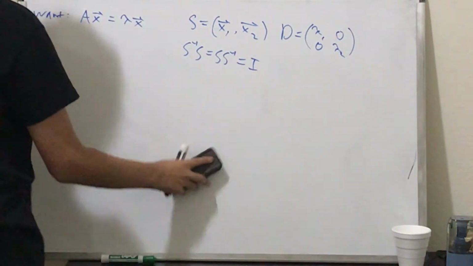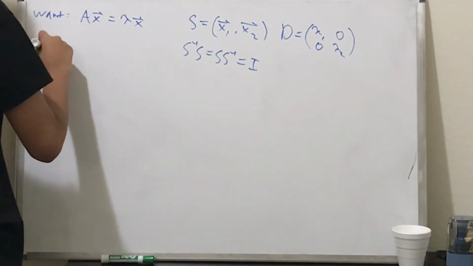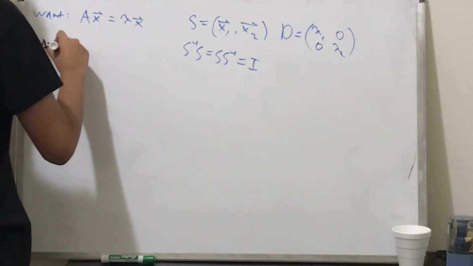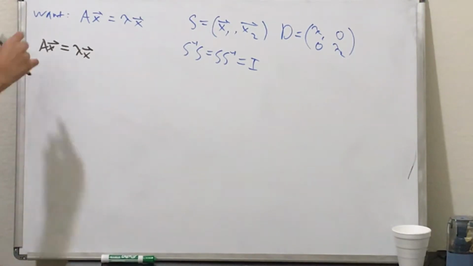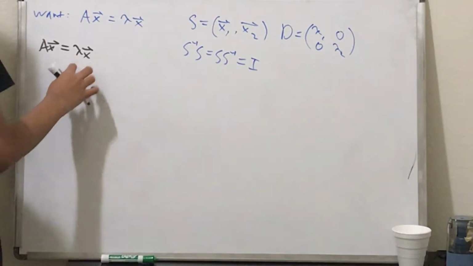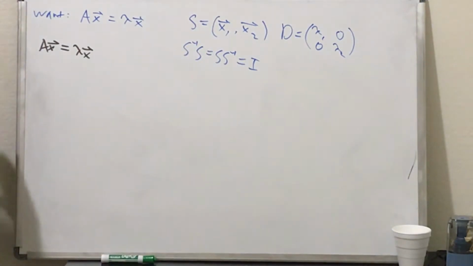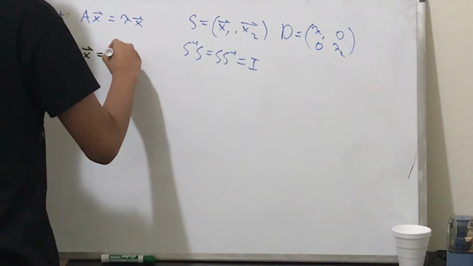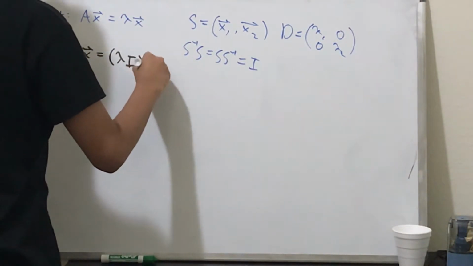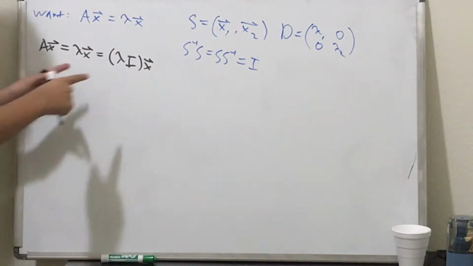So let's go ahead and mess around with this formula right here. A applied to x is equal to lambda x. Notice on the left side there's matrix vector multiplication, and on the right side there's scalar vector multiplication. To fix these two types of multiplication, we're going to turn the right side into lambda I of x. And these two are equivalent. You can go ahead and check this for yourself.